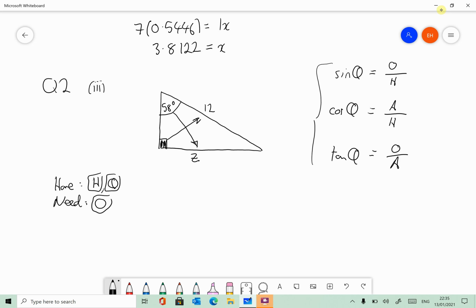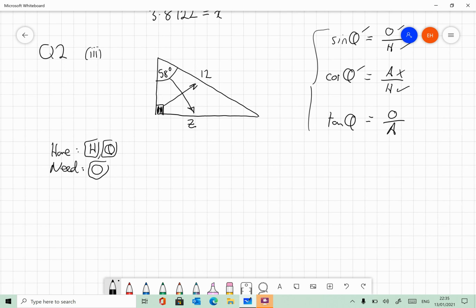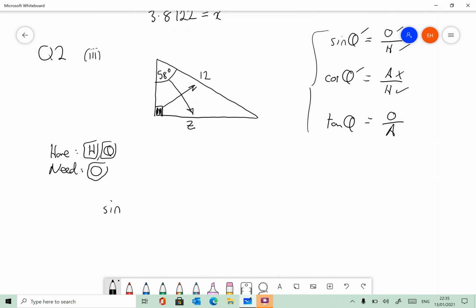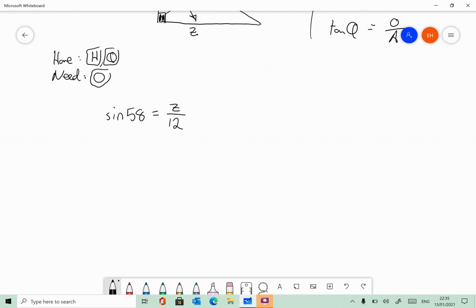Let's try cos. H, theta, but no O. Let's try tan. No H, no good to us. H, theta, and O. There we go. So it's sine. So I then write down sine, and I start filling in the blanks. Sine of theta, so I turn my theta into 58, equals opposite, which is Z, all over the hypotenuse, which is 12. I don't like doing trigonometry. I want to get back into algebra as quick as possible.